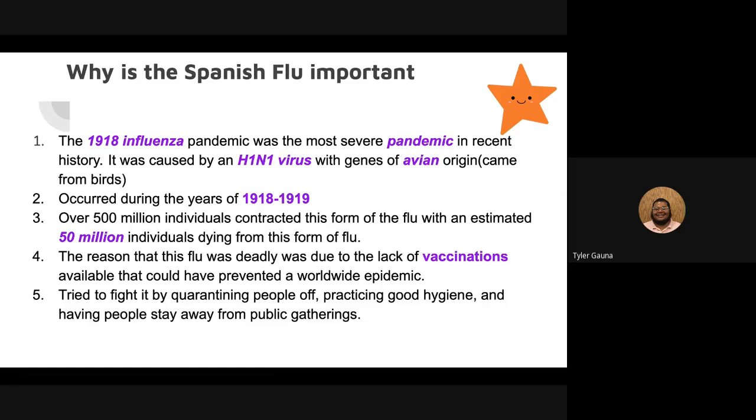And the reason why it was so deadly is because there were no vaccines. No one had a vaccine to treat a worldwide epidemic. So the way that we're trying to fight COVID is the way that they fought the Spanish flu. They quarantined, practiced good hygiene. You know, you're washing your hands. They wore masks. They didn't really shut down things like sporting events and different types of gatherings. They just made masks mandatory.